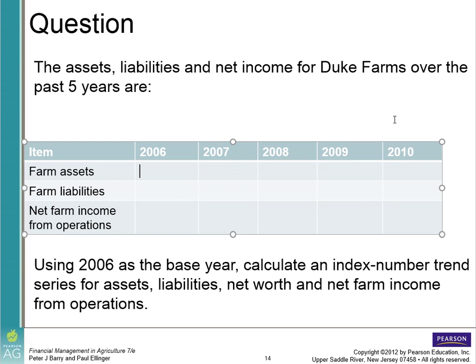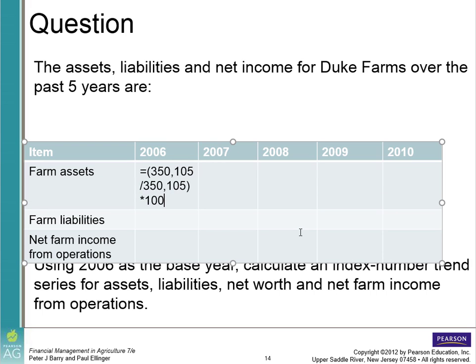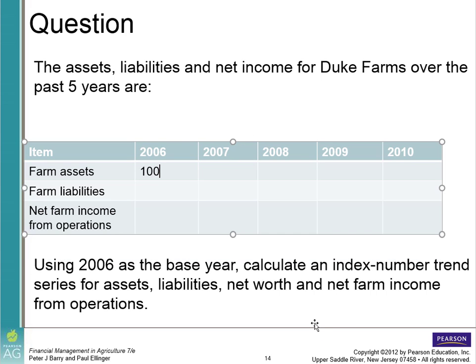Okay, so value in the current year. In 2006, the current year value is 350,105, divided by the value in the base year. Notice 2006 is the base year as well, so it is going to be the same value, 350,105. And then of course times 100. You will notice that this will cancel with this, and you'll simply be left with 100.